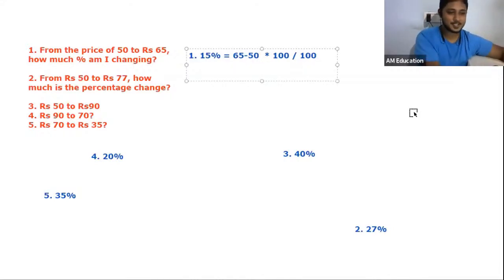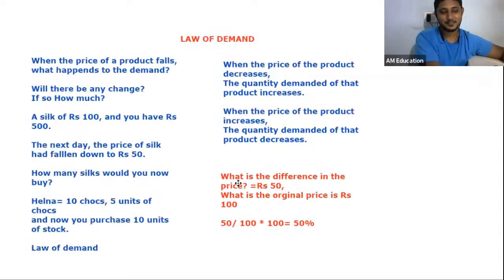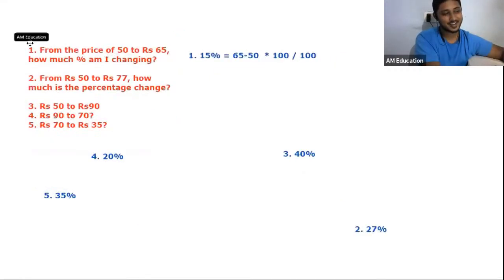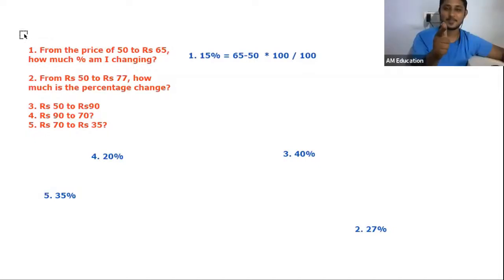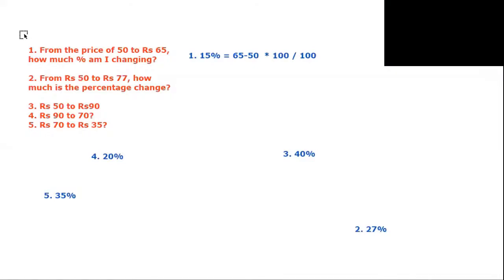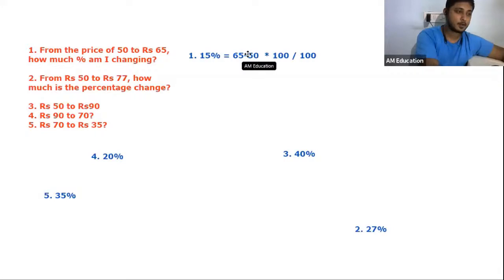Okay, so let's just see what our formula was. The difference in the price by the original price. Here the original price was 100. But here what was the original price in the first scenario? 50. You got that? So from the original price, how much did it change? 23.07. And how did I get that number?